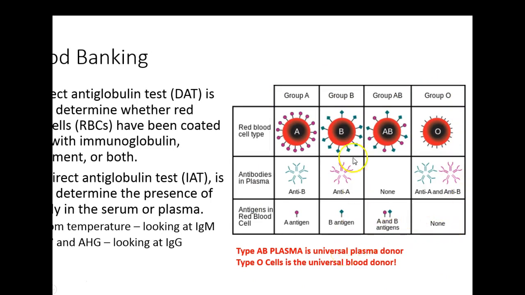I'm going to slide the screen over a little bit here, and when you look at different blood types, know that if you're group A, you have A antigens. You can see them all stuck on this A cell, which means you've got B antibodies, okay? If you're group B, you've got B antigens, then you've got A antibodies. If you're group AB, you don't have any antibodies, and if you're group O, you don't have any antigens. So it's really important to memorize these two: type AB plasma is the universal plasma donor, and type O cells are the universal blood donor.